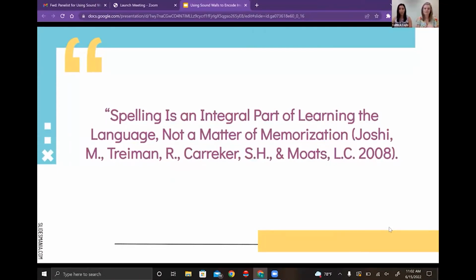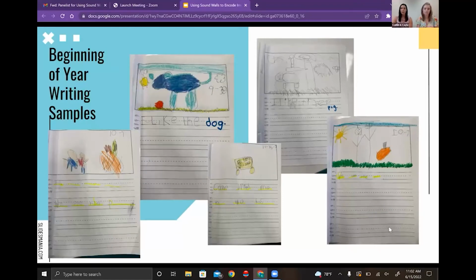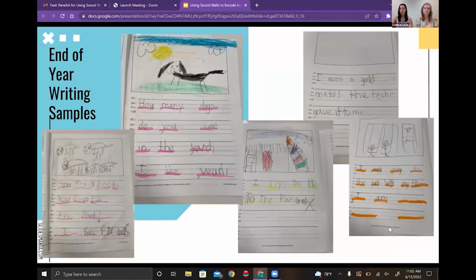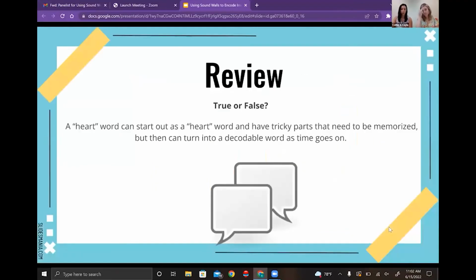There are also student writing samples to show from the beginning of the year to the end of the year how much progress our specific students made. There's data to show growth as well. Those are things that you can just look at on your own. There's a spelling menu, and different homework things that you can send home that they can do with their parents. Different activities.